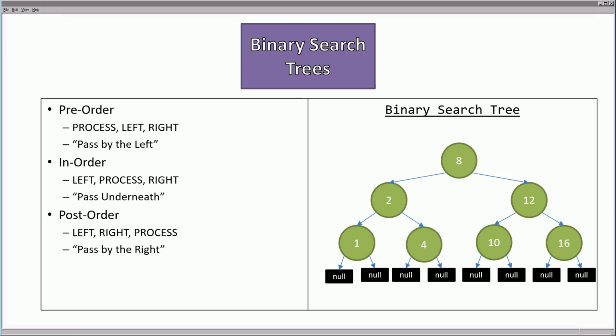Now finally, the last type of traversal in the depth-first version is called post-order, that goes left, right, and then process. Now this is very similar to pre-order, except instead of passing by the left, it's whenever you pass by the right of a node. So watch this. If we're doing post-order traversals, then it's going to be 1, 4, 2, 10, 16, 12, 8.